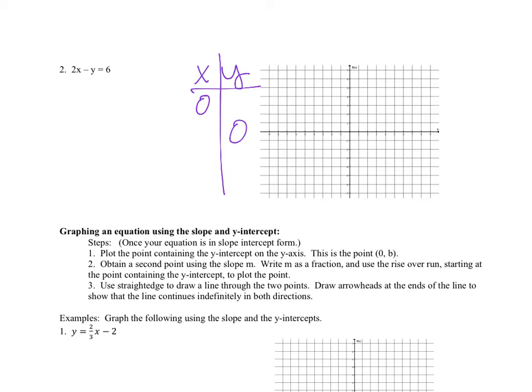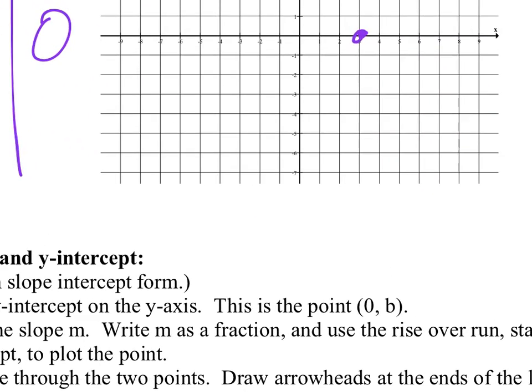So when x is 0, y is negative 6, because I would have negative y equals 6. If I multiply both sides by negative 1, y is negative 6. If I plug in a y of 0, I get 2x equals 6, so x equals 3. All right, so I have 3, 0, so 3 in the x, 0 in the y, 0 in the x, negative 6. Okay, I'm going to blow this up a little bit so I can actually read the button. There we go, negative 6.